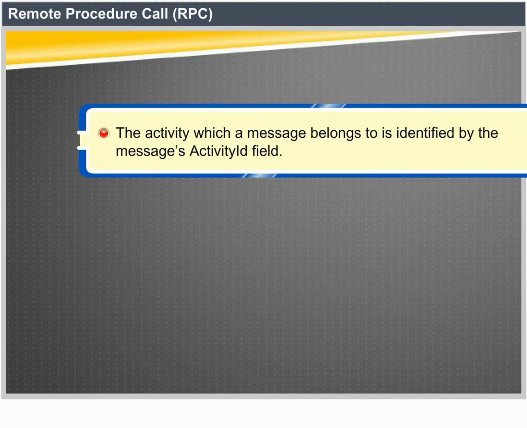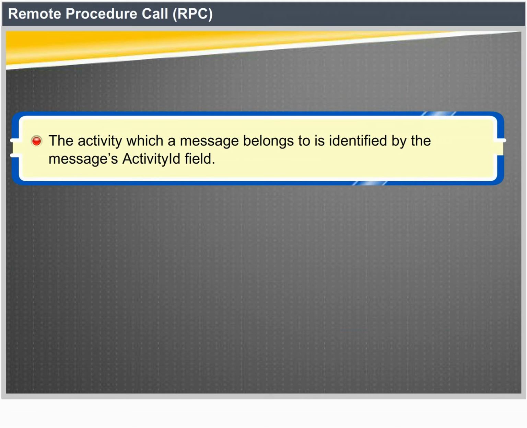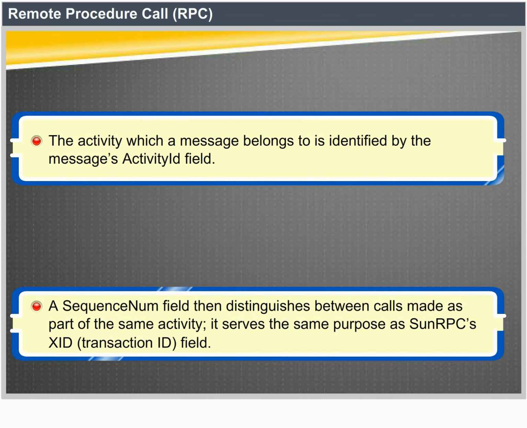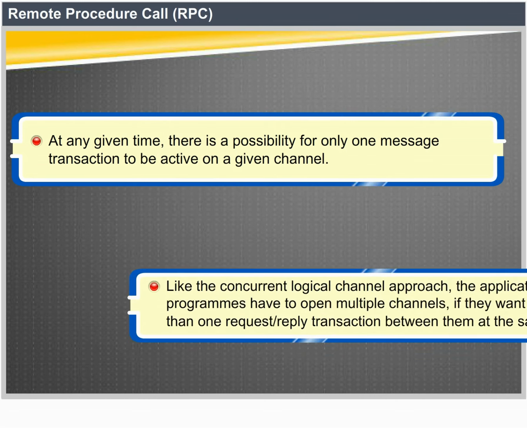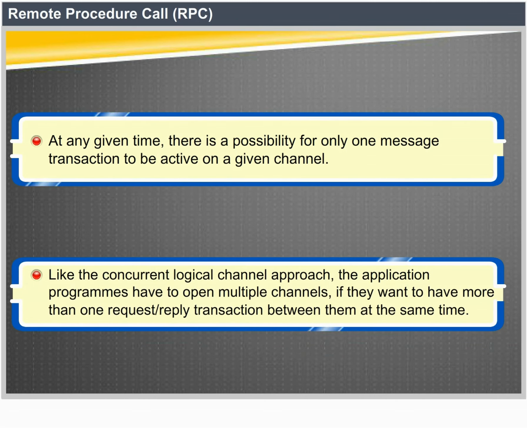The activity to which a message belongs is identified by the message's activity ID field. A sequence num field then distinguishes between calls made as part of the same activity. It serves the same purpose as Sun RPC's XID transaction ID field. DCE RPC keeps track of the last sequence number used as part of a particular activity so as to ensure at most once semantics. To distinguish between replies sent before and after a server machine reboots, DCE RPC uses a server boot field to hold the machine's boot ID.